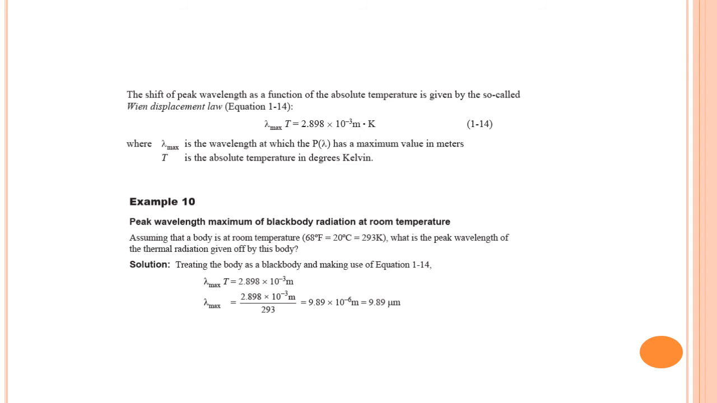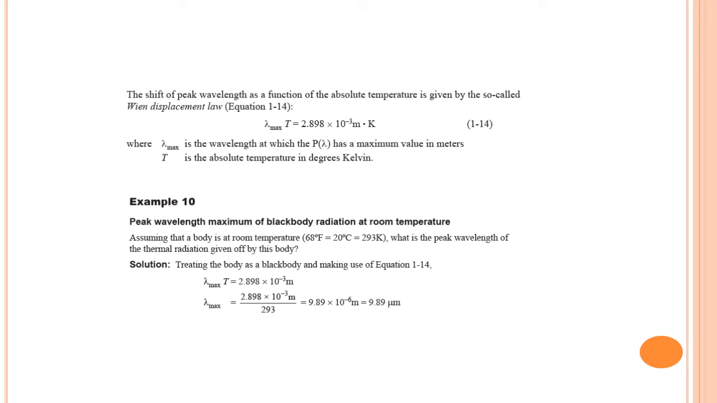So here I just want to introduce one other equation, and then we'll go through a quick example. The equation is 1-14 in our textbook, and it tells us the shift of the peak wavelength as a function of the absolute temperature. It is given by the so-called Wien displacement law, which says my maximum wavelength times my absolute temperature is equal to 2.898 times 10 to the minus third meter Kelvin.